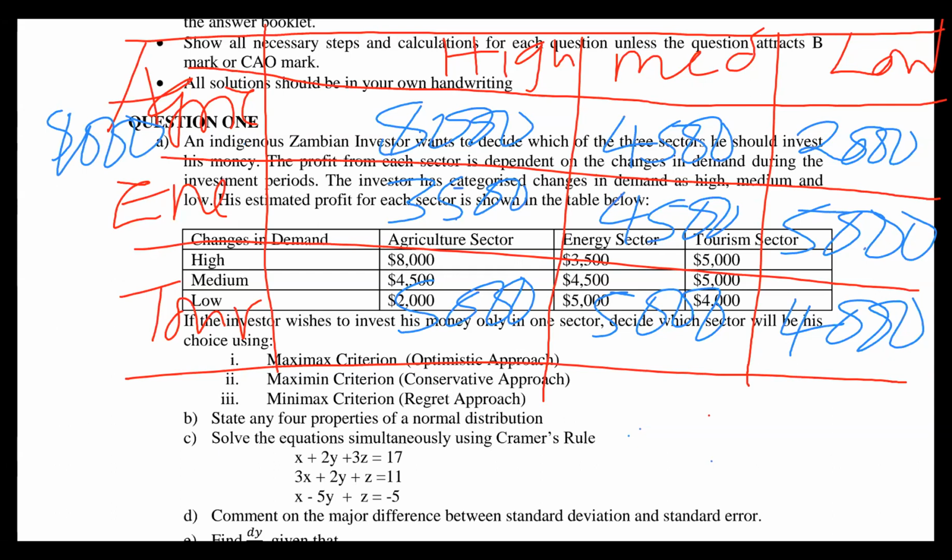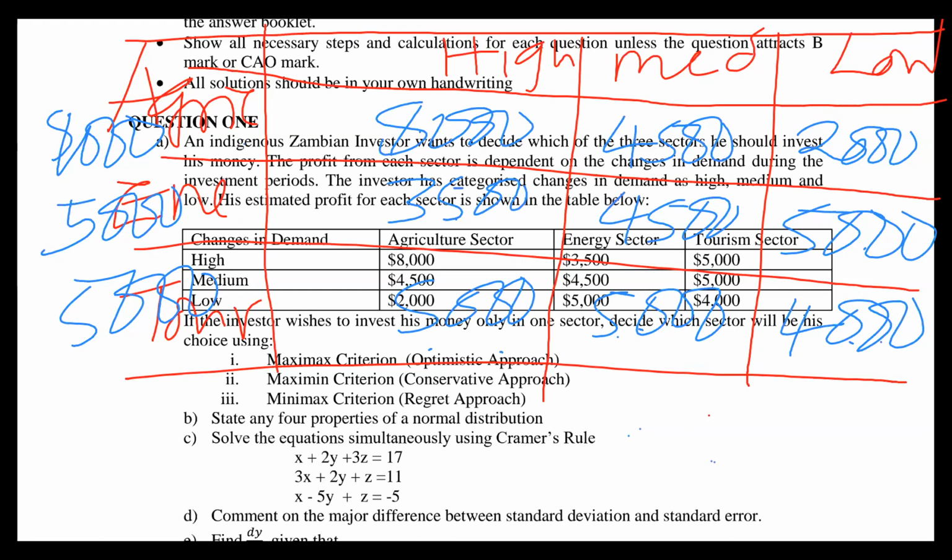That is using the max approach now. 5,000. Then from tourism, which one is the highest payoff? You just check these. It's 5,000. Then now, max simply means getting the best out of the best, isn't it?